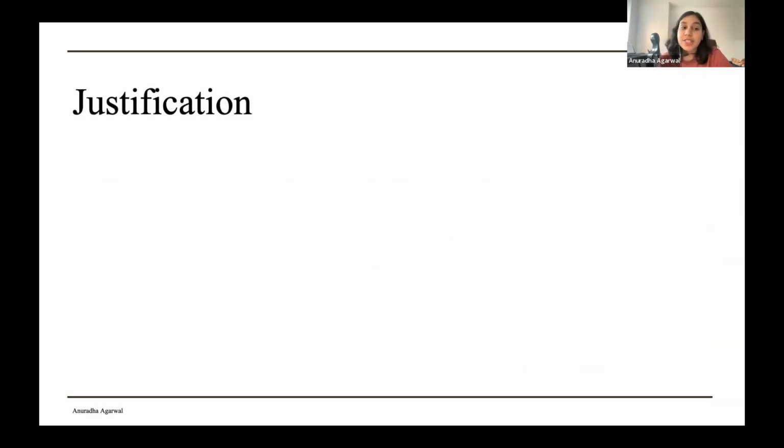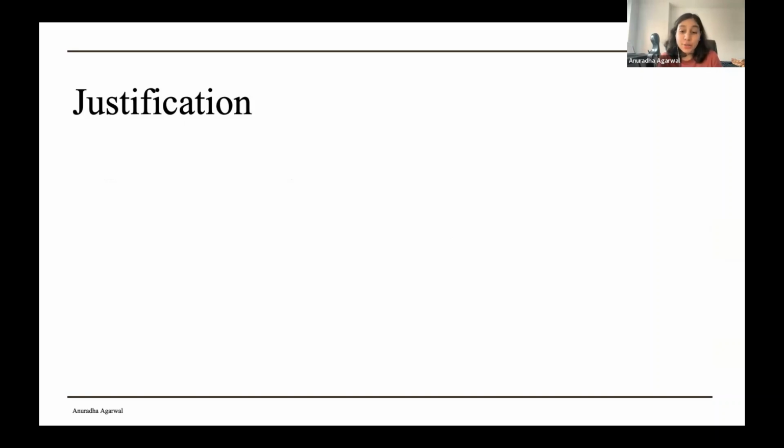Now moving on to the justification of this project. As we all know, mathematical modeling is a very powerful tool that can help to understand the transmission and the spread of HIV, as well as the effectiveness of prevention and treatment interventions. So by creating these mathematical models of HIV transmission, we can sort of simulate the spread of the virus under different scenarios and make predictions about the potential outcomes of different interventions.